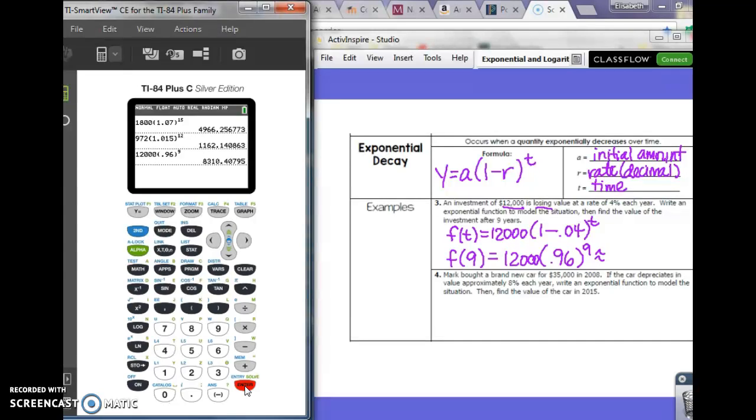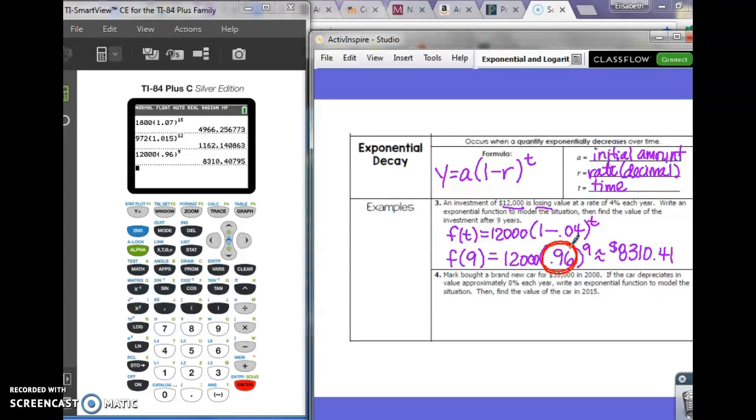So I'm keying it into my calculator the same way I did previously. Again, we're talking about money, so that's going to be $8,310.41. Something I do want you to think about, though, when you look at a problem like this, because that number right there is less than 1, that is an indication that you are talking about exponential decay.